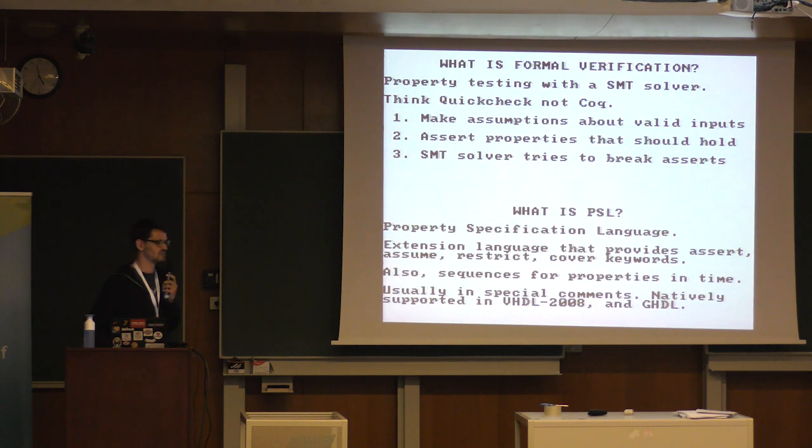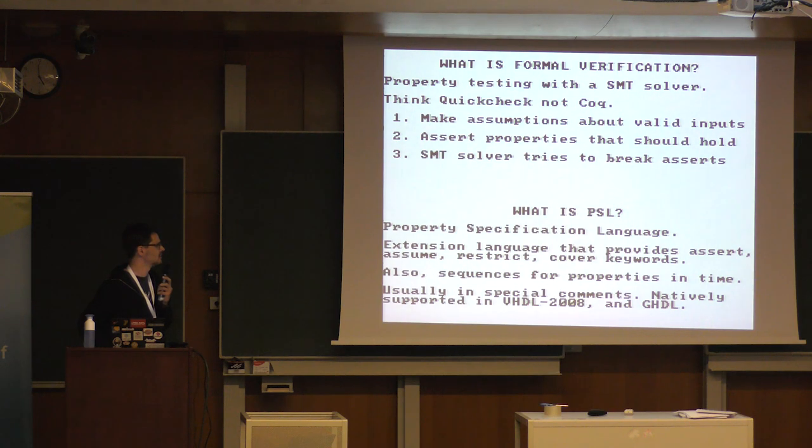So, a brief intro to what formal verification is for those who don't know. It sounded very scary to me when I first heard it, like, oh yeah, formal proofs and theories and whatever. But it's more like property testing, and if you know QuickCheck, it's more similar to that. You constrain your inputs to what is valid for your program, and then make assertions about it, like, this should be true at all times or for a specific time. And then there are these SMT solvers that prove that your assumptions hold or provide a counterexample that says it's not true.